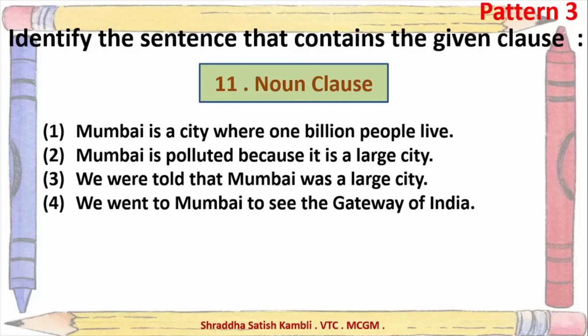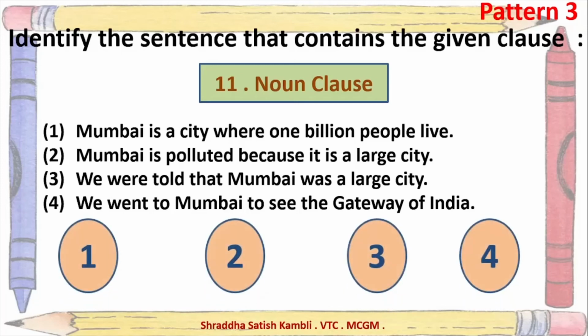We were told that Mumbai was a large city. We went to Mumbai to see the Gateway of India. So which one has got a noun clause in it? The first one doesn't seem to have a noun clause. The second one also doesn't seem to have a noun clause. But the third one, yes. "We were told that Mumbai was a large city" has got a noun clause in it. So it is the third one which is the right answer.